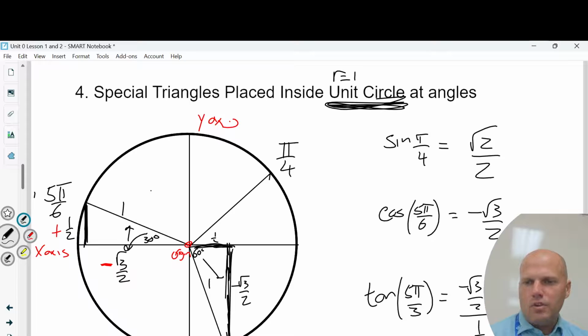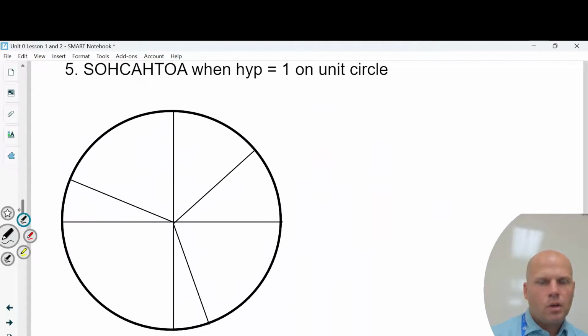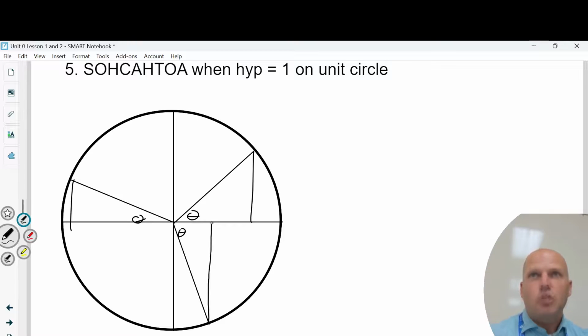Now, one thing we notice is that the angle we are always referencing is always the angle created with the x-axis. That is something that also needs to be known, that we're not creating a triangle with the y-axis and talking about this angle. We are creating it with the x-axis.